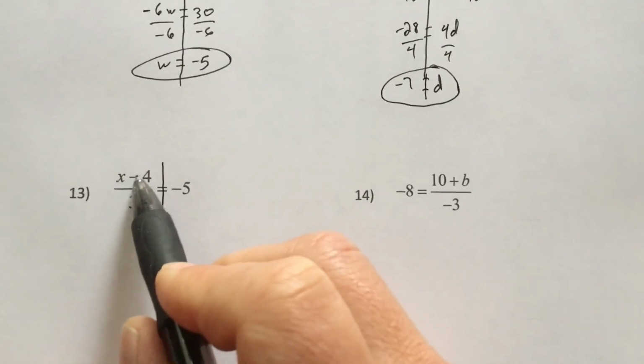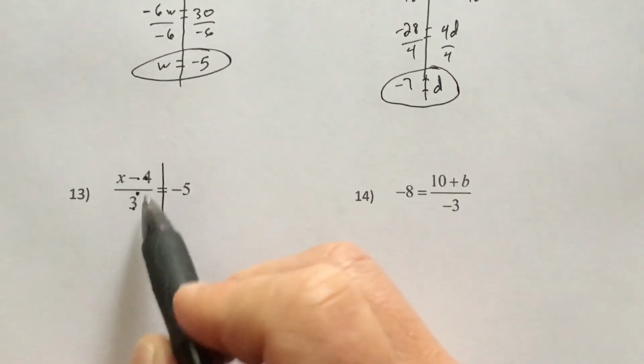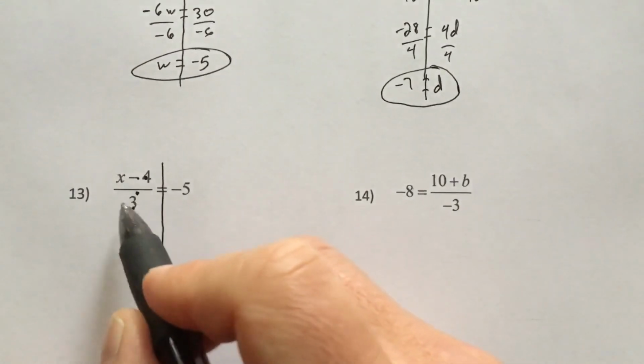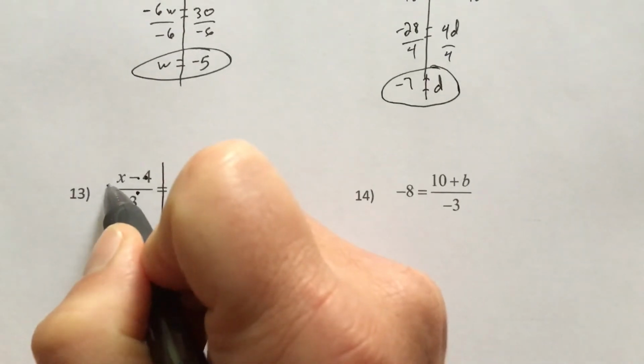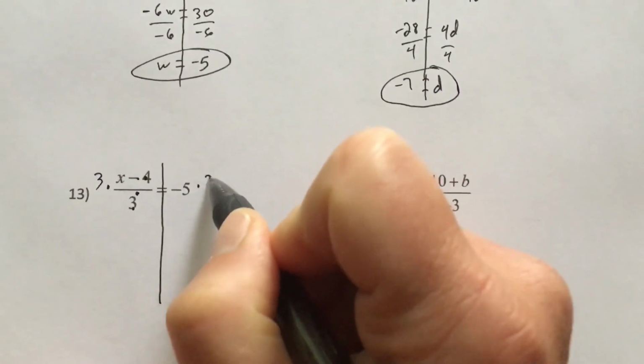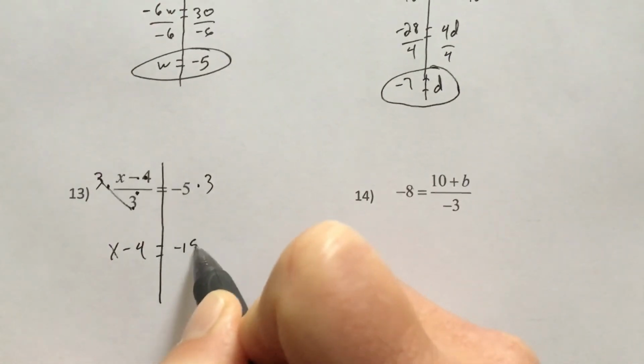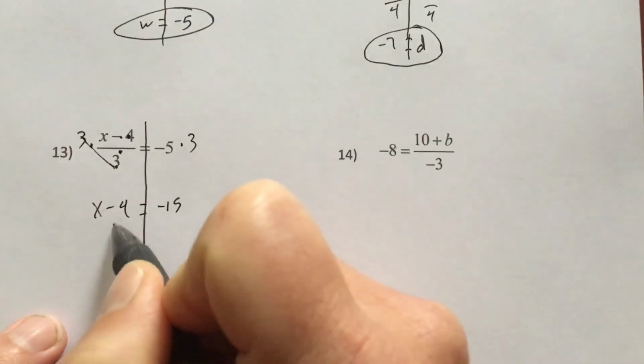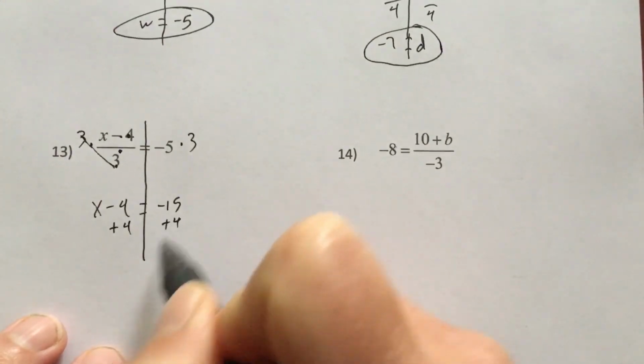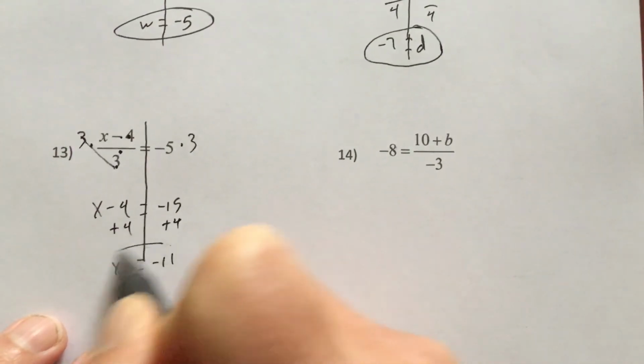Over here, I've got x minus 4 being divided by 3. The 3 is the furthest one. It's what's acting on all of this. So I'm going to multiply by 3. Multiply by 3. So that gives me x minus 4 equals negative 15. All right, and then we're going to add 4, x equals negative 11.